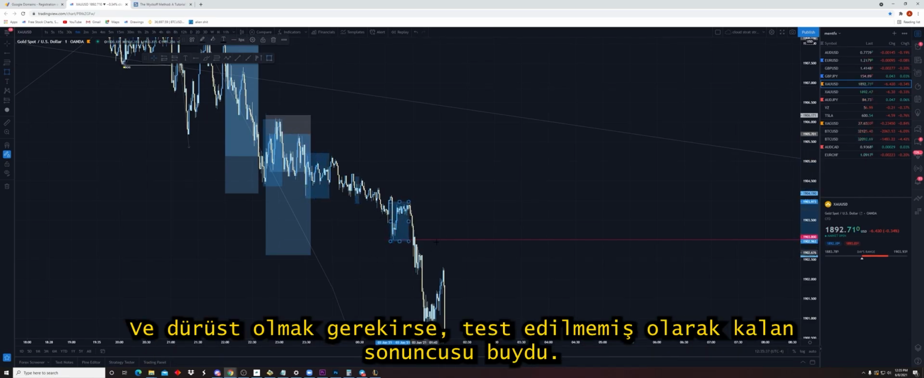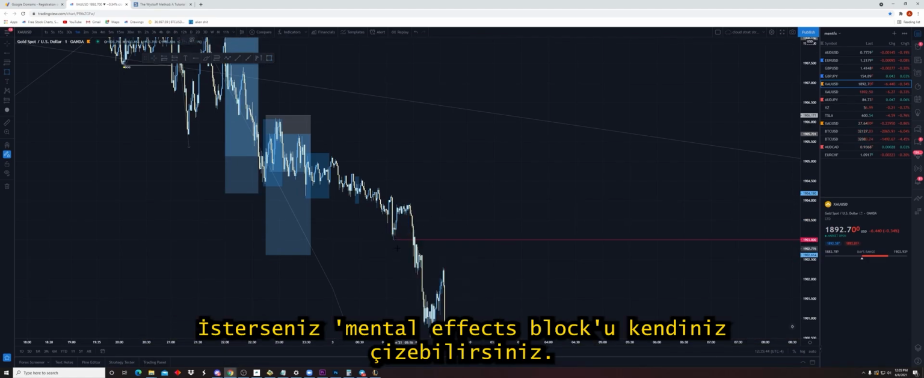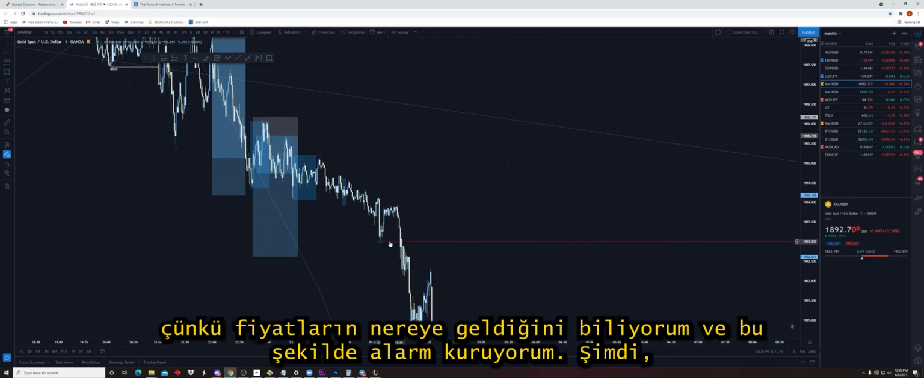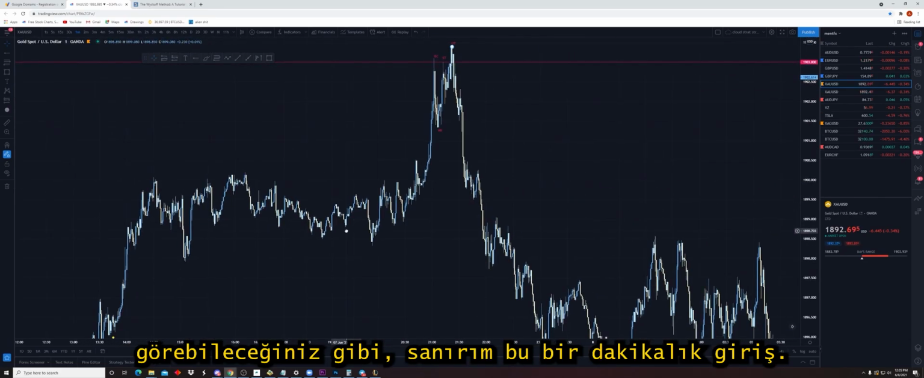Just following along, and honestly, this is the last one that was left untested. So you can take the 50% of it, or just the open of it like that, which is what I did, right? You can draw out the MentFX block yourself if you'd like to. I just use the open because I know where prices are coming, and that's how I set an alert. Now, as you can see, this is a 1 minute entry, I think, so it's good for you guys.